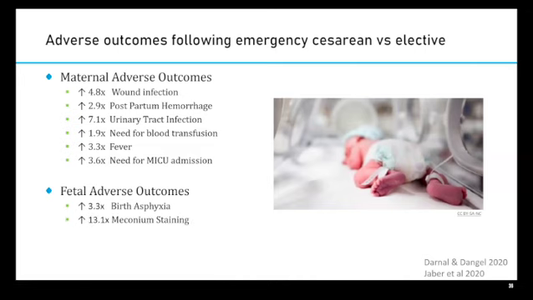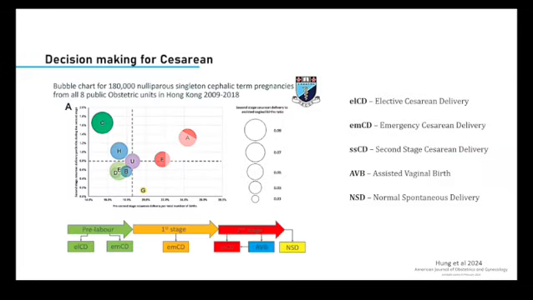There are also adverse outcomes for the baby too, including birth asphyxia and meconium staining and admission to the neonatal intensive care unit. So how is the decision-making process established?